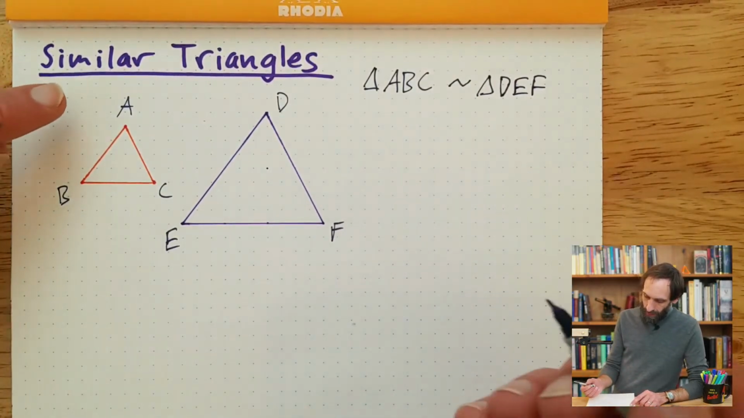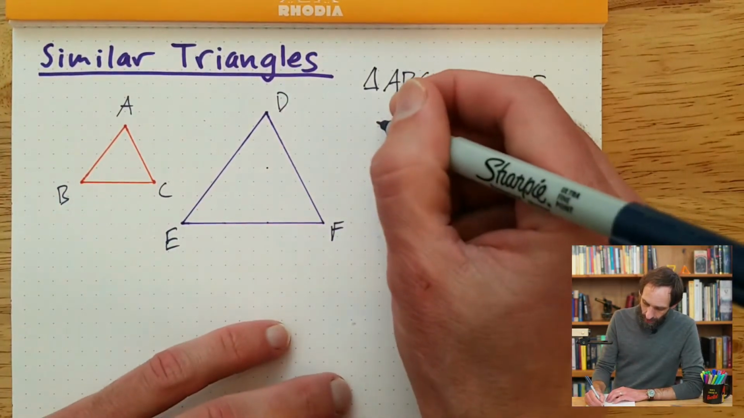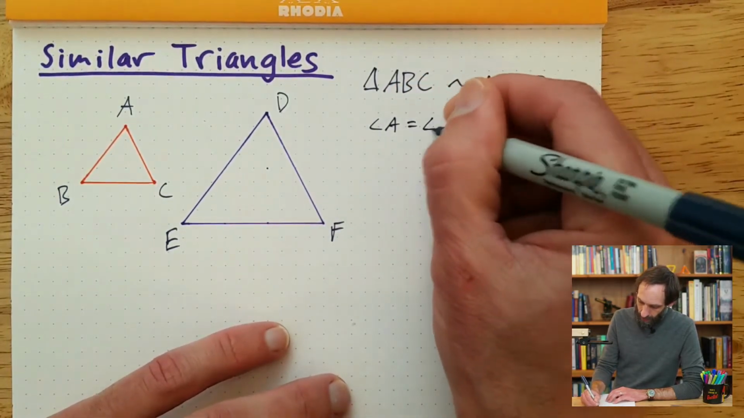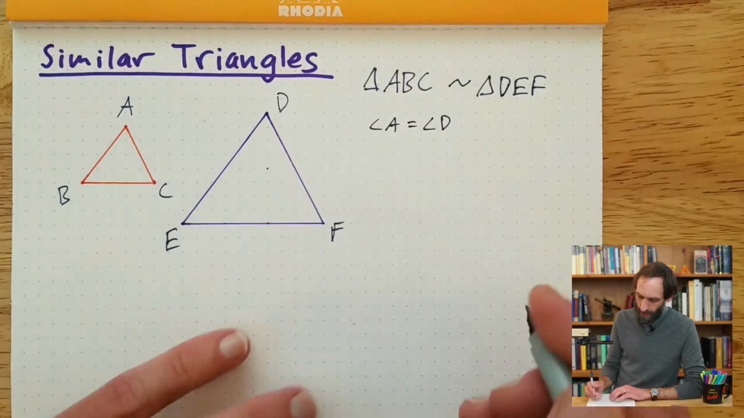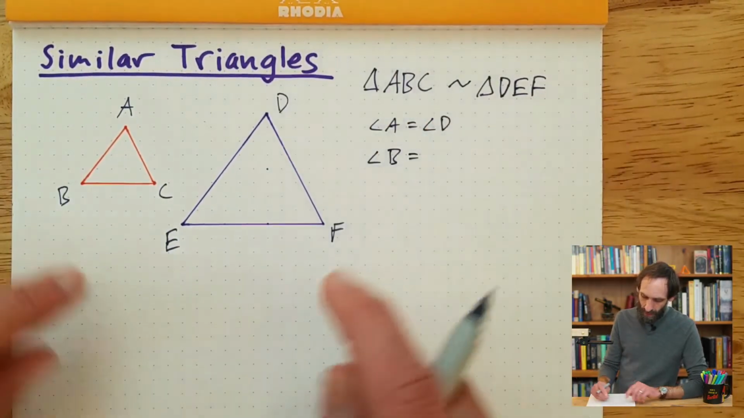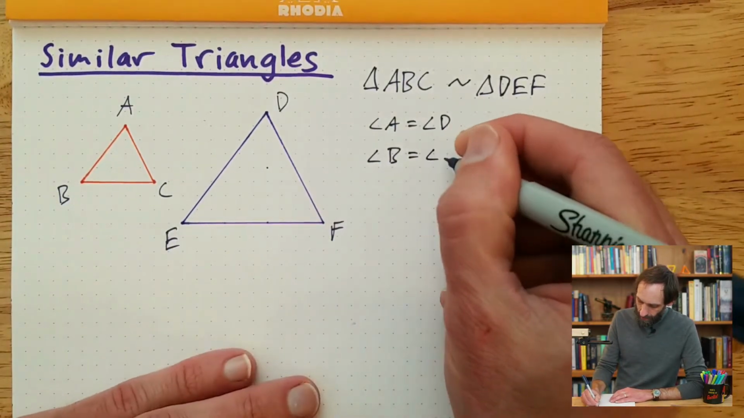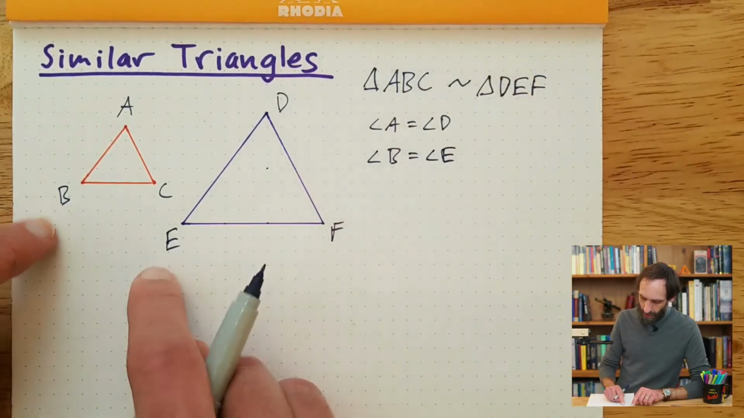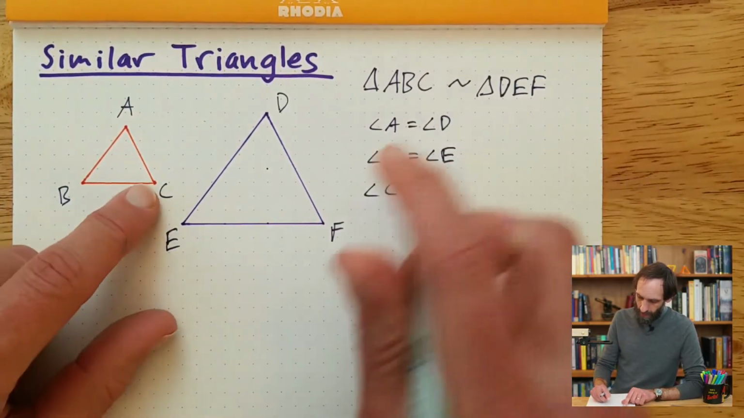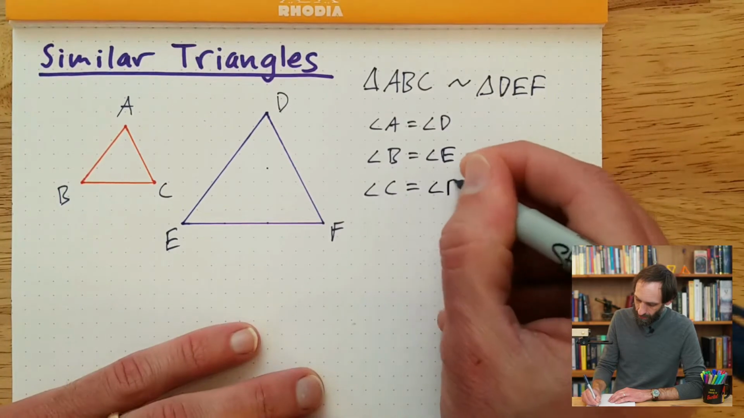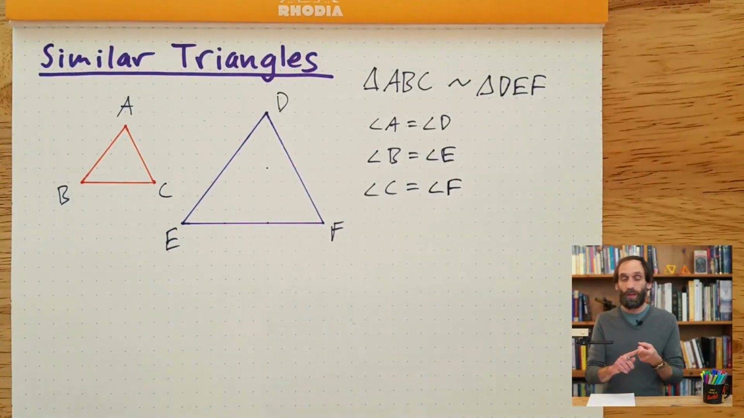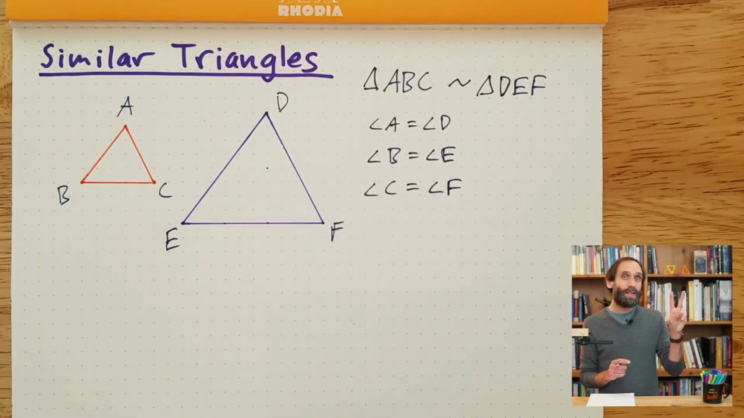So it follows, if these two triangles are similar, that angle A must be equal to angle D. Those are corresponding angles. Angle B must be equal to angle E, again being corresponding angles. And finally, angle C must equal angle F. Okay, so that's the first part of the definition, right? That all the corresponding angles are equal. What about the second part?